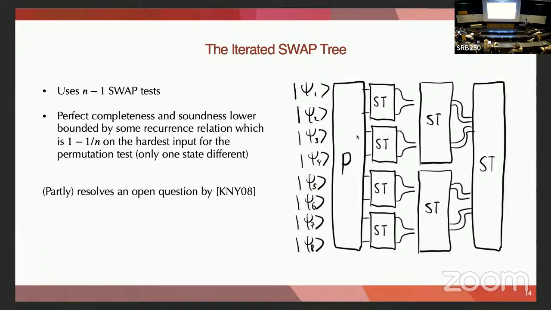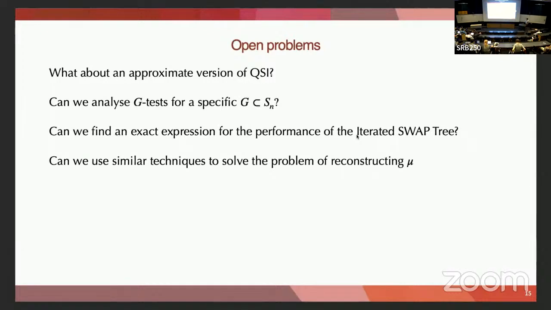Okay, so what can we now say about some open directions? In our work, we didn't study the approximate version of quantum state identity. This would be the most natural thing to consider now: whether we can prove the same optimality for the permutation test without the one-sided error restriction. As I said, it would also be nice to analyze the G test further for the iterated wreath subgroup, but also to find some other interesting groups which would be useful for certain inputs.